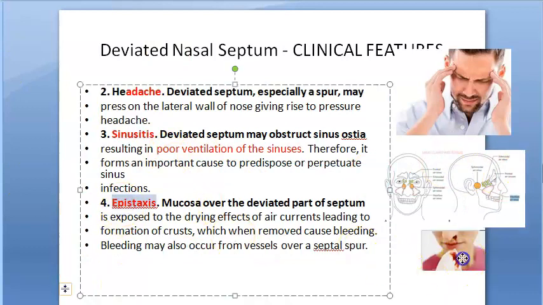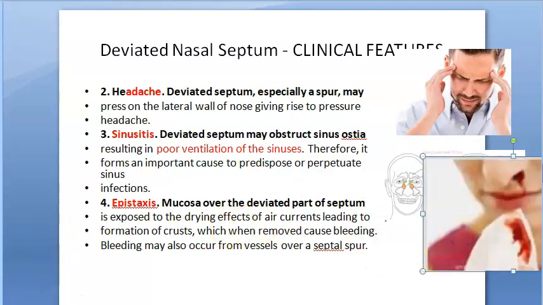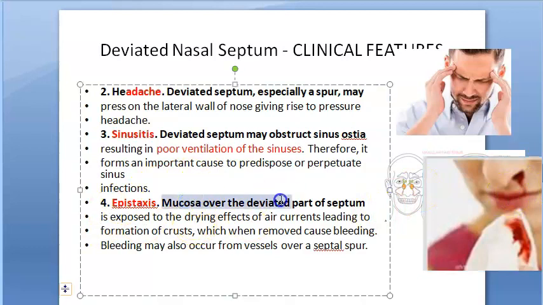Then we'll come to epistaxis. So epistaxis is what? Bleeding from the nose. It could be from the nose, nasal cavity, nasopharynx, etc. Basically, mucosa over the deviated part of the septum is exposed to the drying effects of air currents, leading to formation of crusts. So when you remove the crusts, there'll be bleeding.